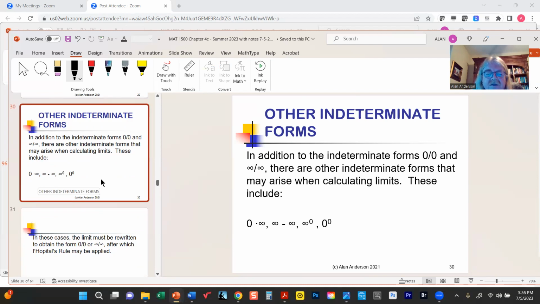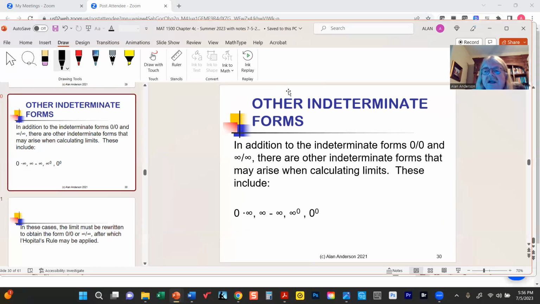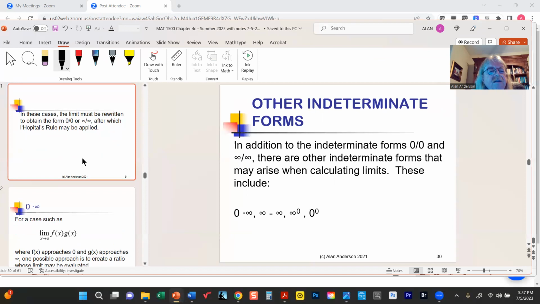So the strategy here is, if this is what you end up with, you may be able to algebraically rearrange the problem to get it into the form of 0 over 0 or infinity over infinity. And if that's the case, then you can go ahead and use L'Hopital's rule. If not, then you'll have to try something different. The only things that work directly with L'Hopital are 0/0 and infinity/infinity.